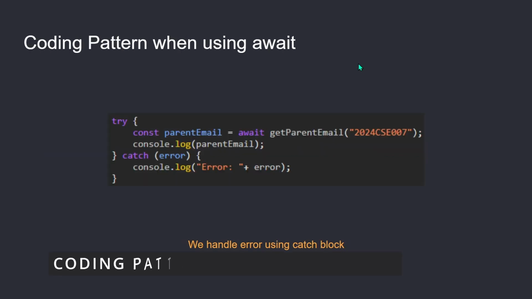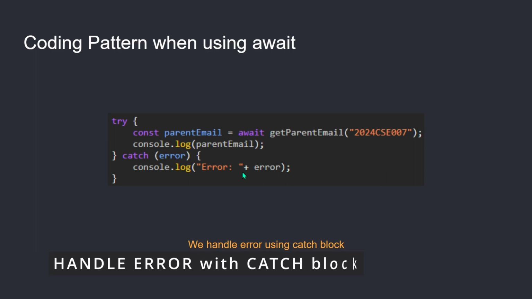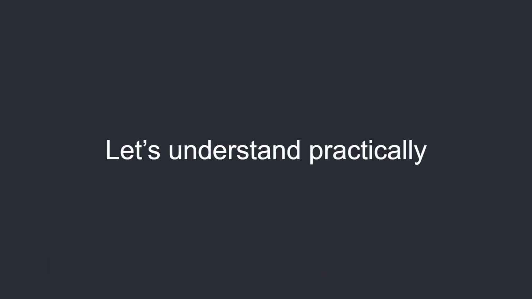The coding pattern when using the await keyword is to use a try and catch block. So we wrap the call to the API function using await in the try block, and we handle the error condition in the catch block. In this situation, if the API call is successful, we'll display the response in this console log, and if the API is failing, it returns a rejected promise that throws an exception, and that exception we are handling in this catch block. So when we use the await keyword, we handle errors using the catch block. Let's understand this practically.